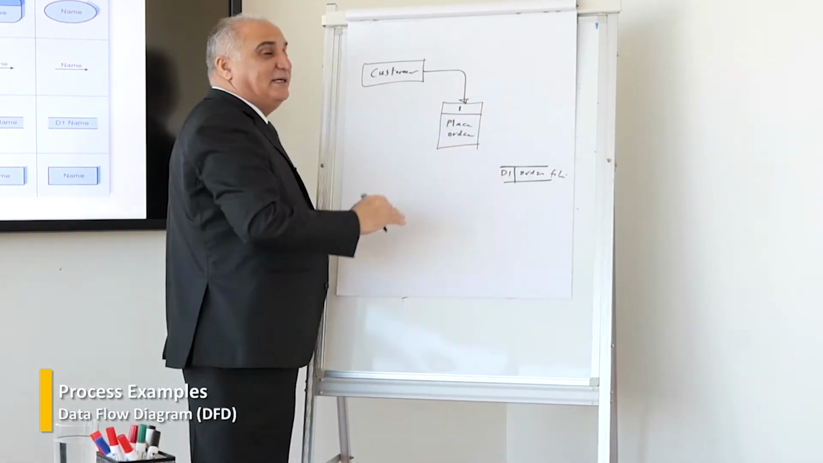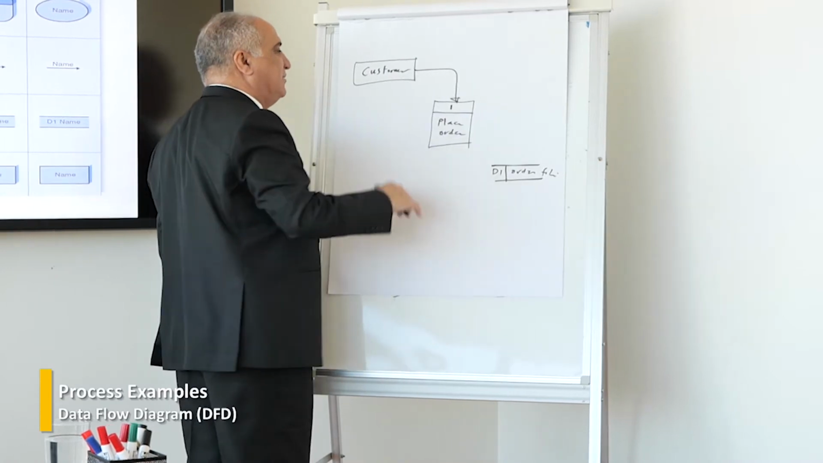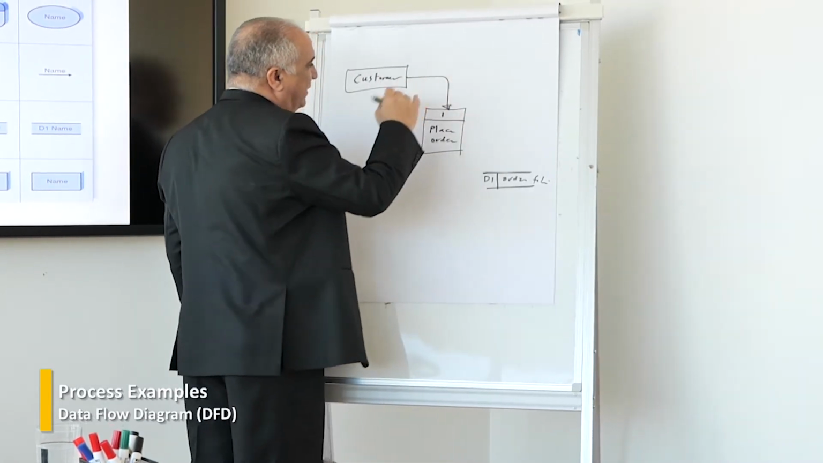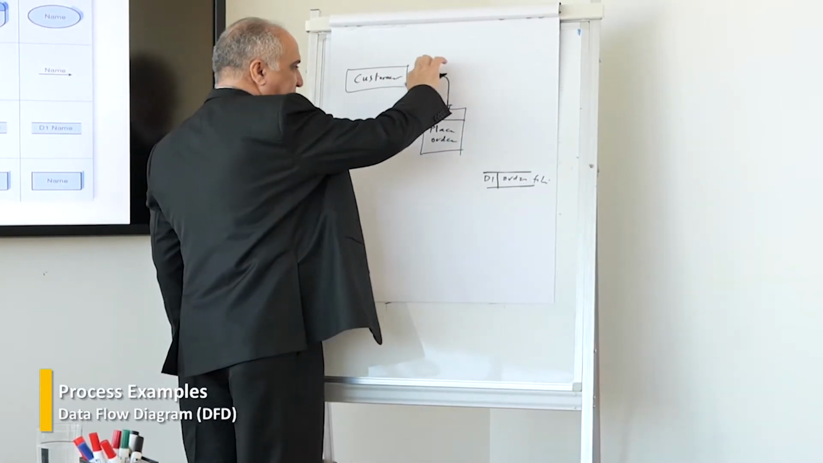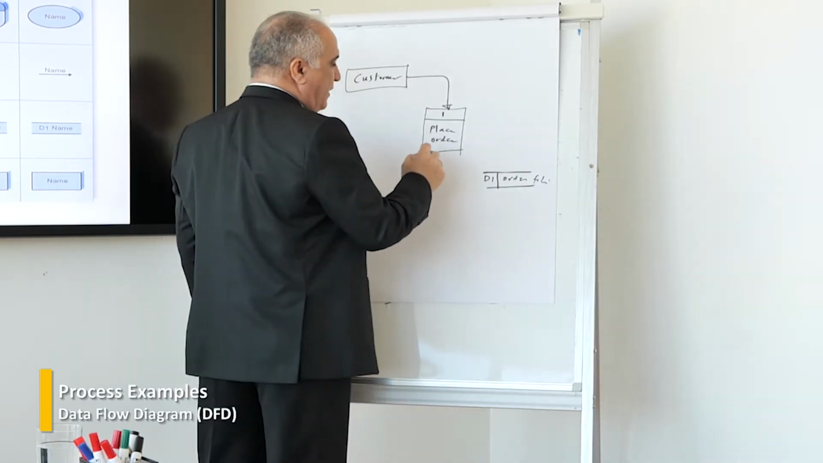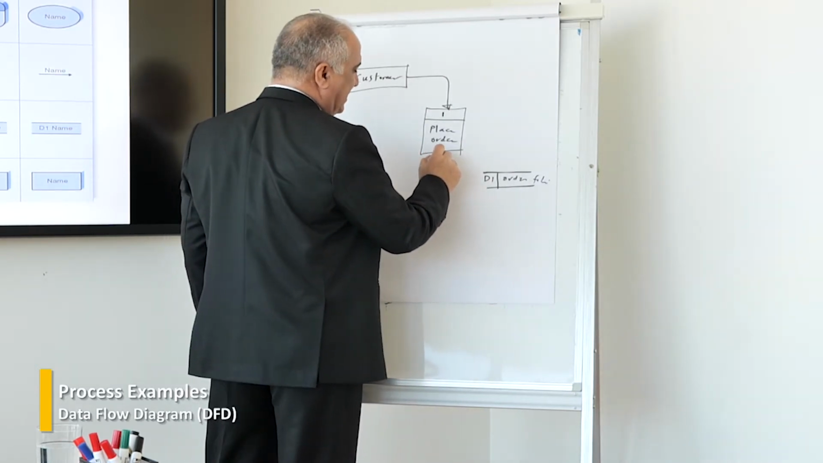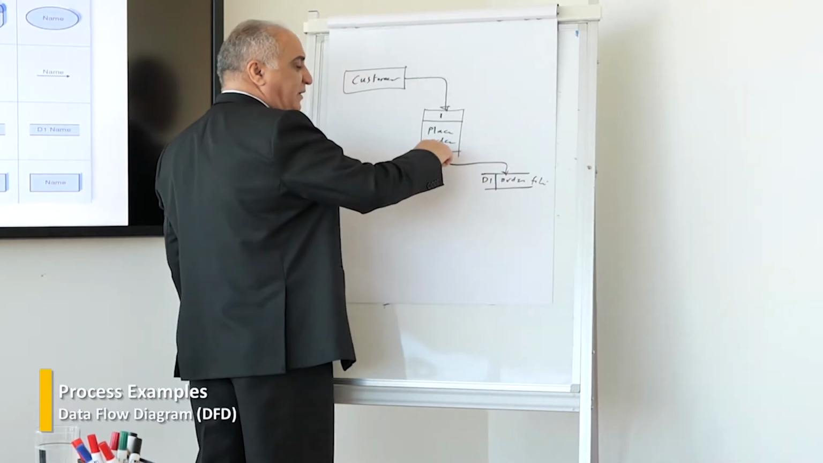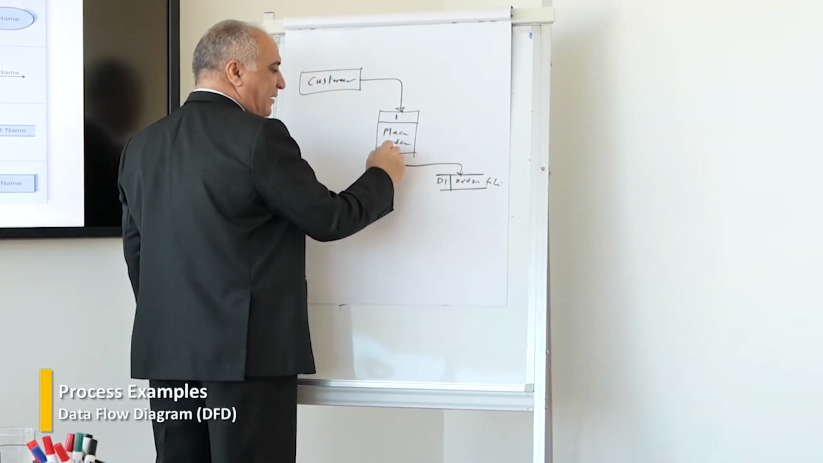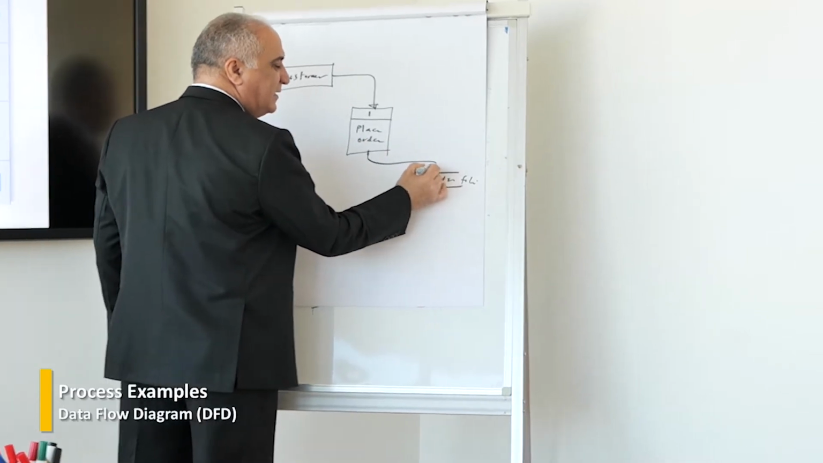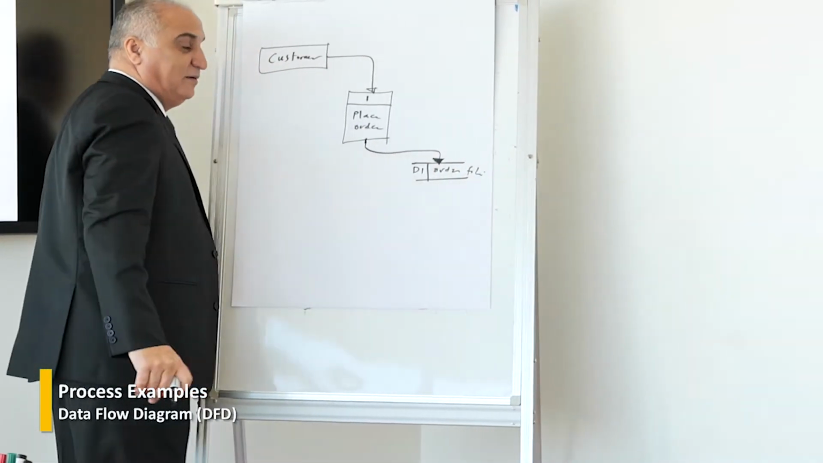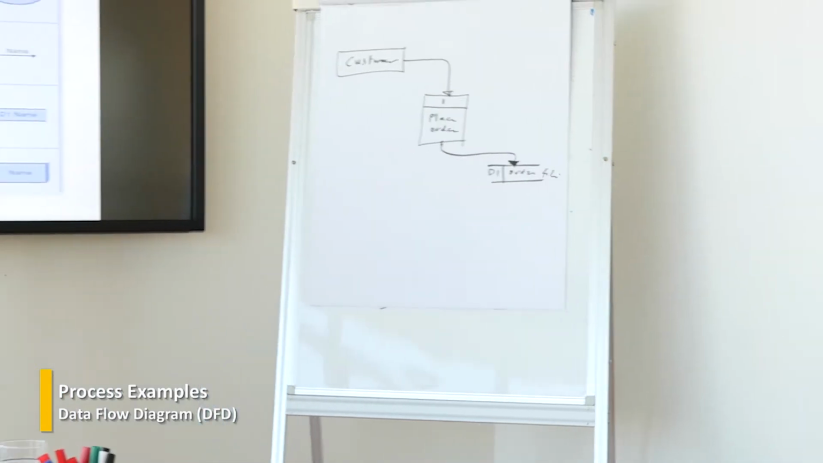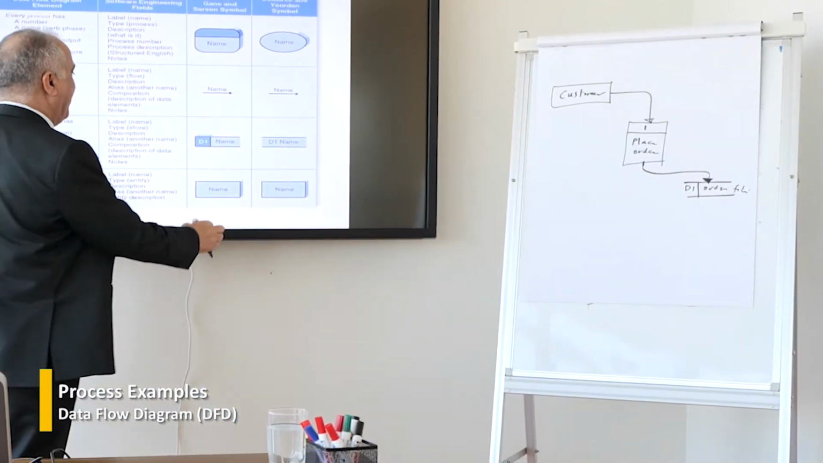Customer will supply his address. Customer will enter the items. Customer will enter the quantity. So all this data is feeding in. Now this data is later going to be stored. So that means from the process, the direction of the arrow is that the data is going into the order file.